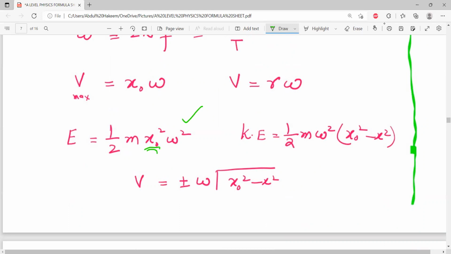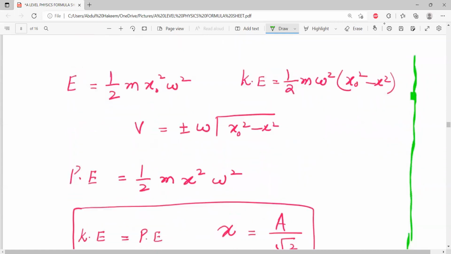This x naught is the amplitude. Kinetic energy is 1 by 2 m omega square into amplitude square, that is x naught square minus displacement square, at which the kinetic energy is required. And the general formula for the speed is plus minus omega under root x naught square minus x square, where x naught is amplitude, and x is the displacement at which the speed or velocity is required.